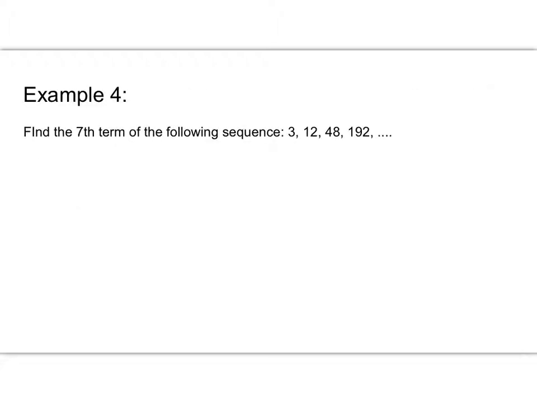Okay, so let's find the 7th term of the following sequence. We have to find the ratio first. So 12 divided by 3 is 4, 48 divided by 12 is 4, and 192 divided by 48 also 4. So the 7th term is equal to the 1st term times the ratio to the 7 minus 1.